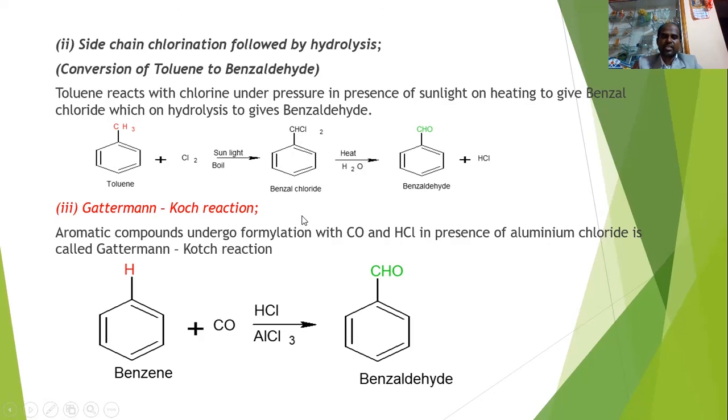One more reaction, a name reaction, is called the Gattermann-Koch reaction. That means aromatic compounds undergo formylation with carbon monoxide, CO, and HCl in presence of aluminum chloride. So this is an aromatic compound, this is carbon monoxide, this is HCl, and this is anhydrous aluminum chloride, giving rise to this. That means this H is replaced with CHO. The obtained one is benzaldehyde. So in Gattermann-Koch, benzene is converted into benzaldehyde.